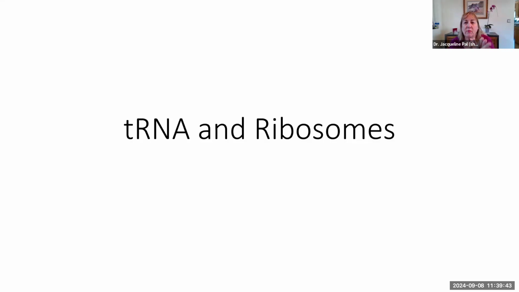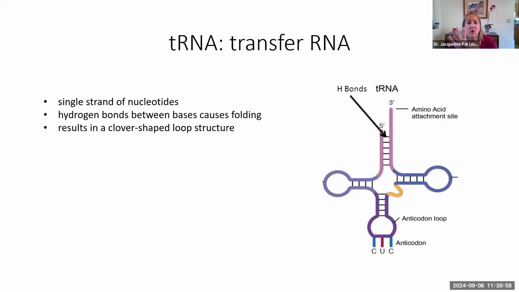Okay, let's talk a little bit about transfer RNA and ribosomal structure and some specifics about how the two are going to interact so that we will understand how translation is going to happen. So transfer RNA, or little tRNA, is a single strand of nucleotides, just like all RNA is. Only there is hydrogen bonding between the nucleotides, and that's going to cause folding.